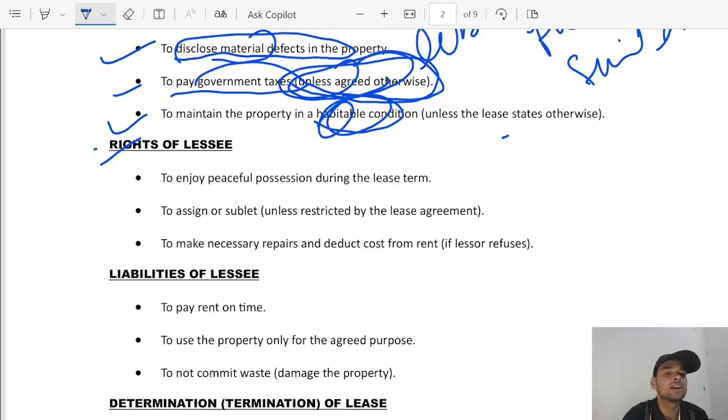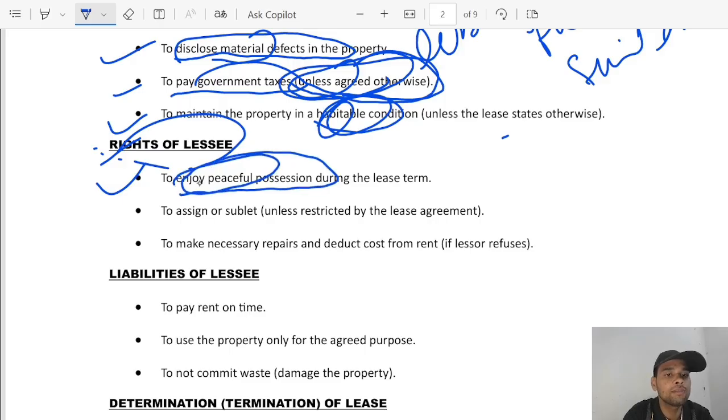Moving further to the rights of the lessee. Number first, the first right of the lessee is to enjoy peaceful possession during the lease term. No one can interfere in the lessee's right to peaceful possession.